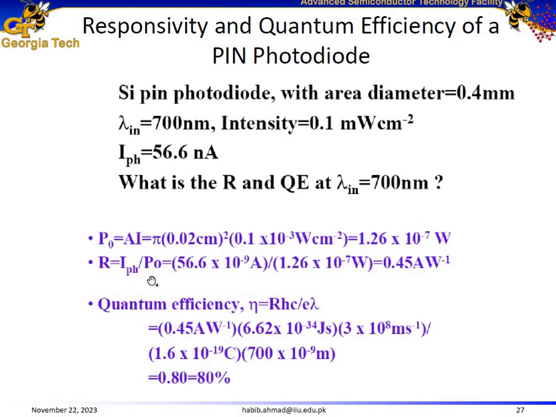So responsivity is equal to I_PH divided by P naught, which comes out to be 0.45 amperes per watt. Now we have an equation for the calculation of quantum efficiency as well, equal to R h c divided by e times lambda. Replace all values in this equation, resulting in a quantum efficiency of 80% for this silicon-based photodetector at a wavelength of 700 nanometers.